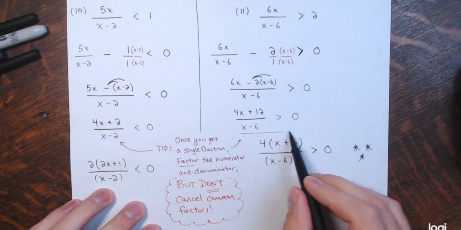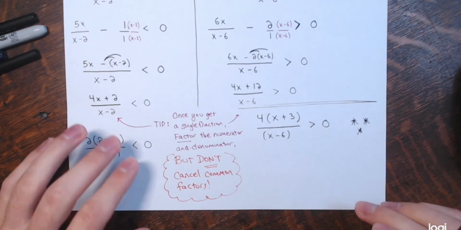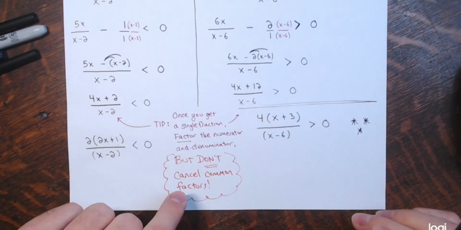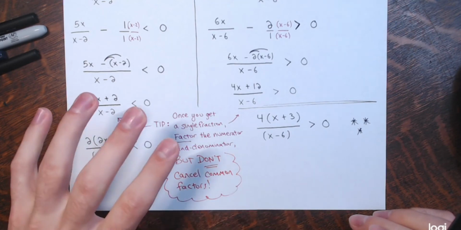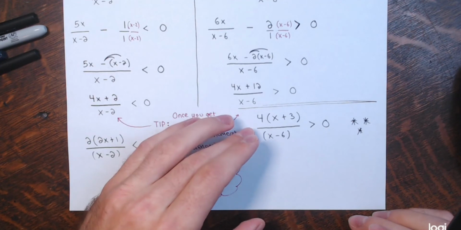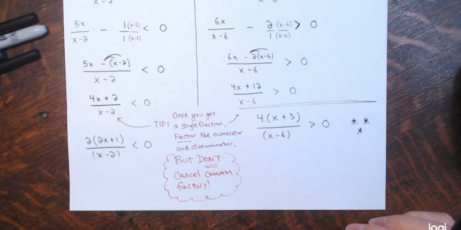Right, so almost imagine like we're starting over and I was given this. And again, if there are any common factors, don't cancel them. Don't cancel the common factors because that'll ruin everything. All right, you want the inequality you're working with to be the equivalent inequality to the one you started with.